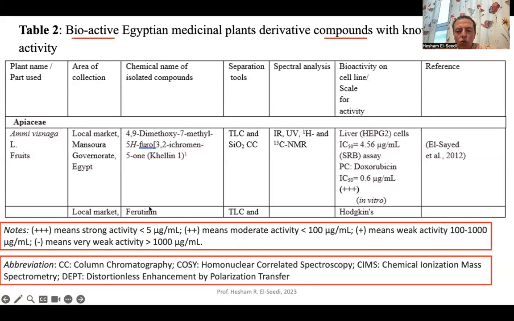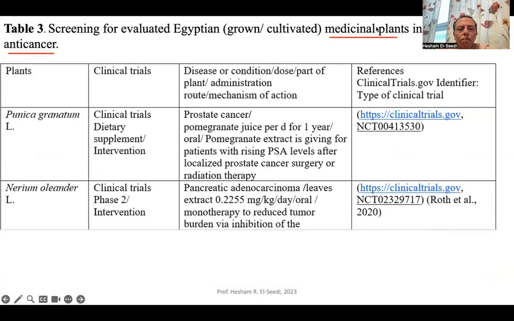Below the table, you should write what 3 positives means: strong activity. What UV means, for example, or IR, or proton NMR. What CC means, column chromatography, etc. So you see, it is very easy to read and also easy to compare the biological activity when it is 1 positive or 2 positive or 3 positive.